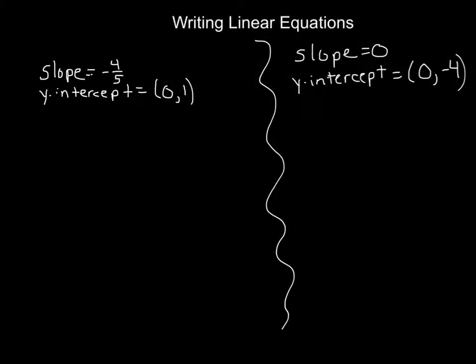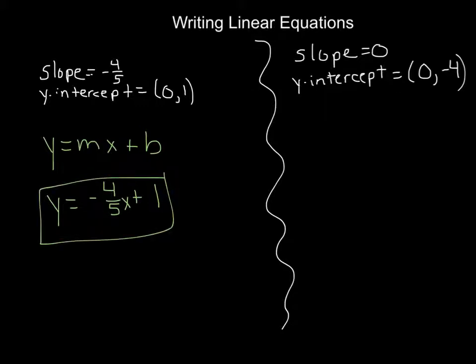Okay, to write the linear equation, it gives us the slope and the y-intercept. Remember, slope-intercept form is y equals mx plus b. B represents our y-intercept, so we just plug in the slope, -4/5, and the y-intercept, plus 1. And that's it.